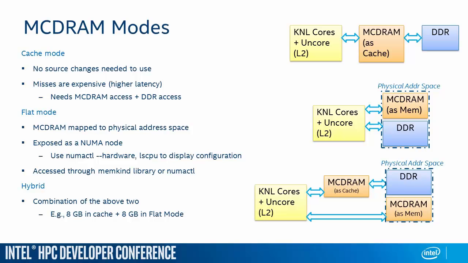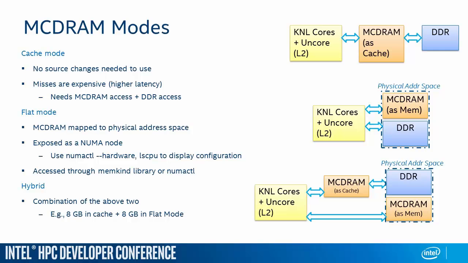There's also the possibility of hybrid mode, where you can divide your MCDRAM into part used as a cache and part mapped in flat mode. So you get some of the benefits of both, and some of the downsides too in terms of the latency issues.